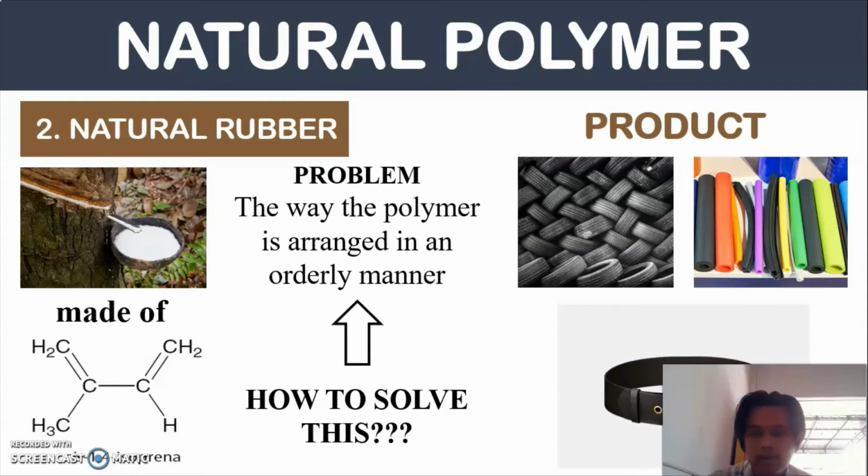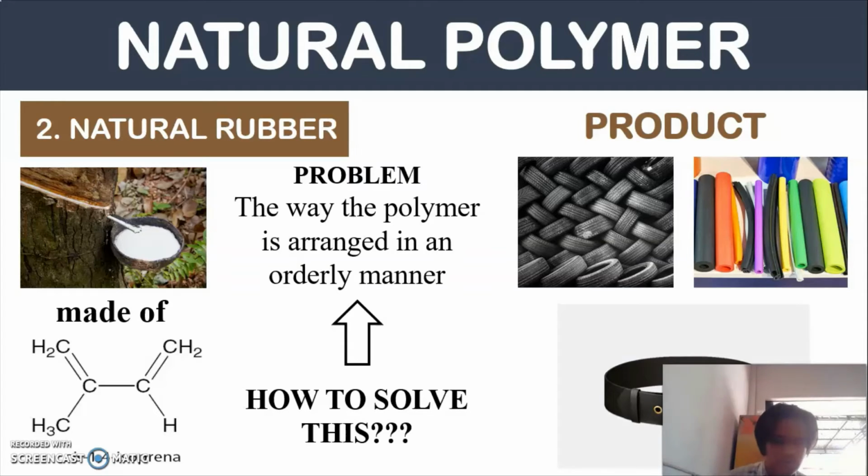Second is natural rubbers. Natural rubber is composed of cis-1,4-isoprene with an average chain length of 5,000 isoprene units. The problem is that natural rubber is arranged in an orderly manner, so tacticity is the problem of natural rubbers.